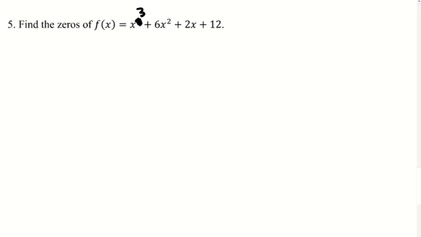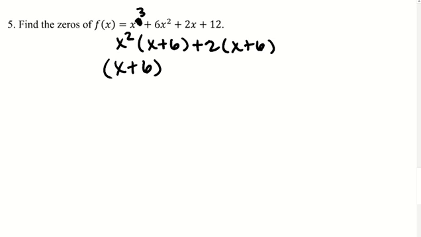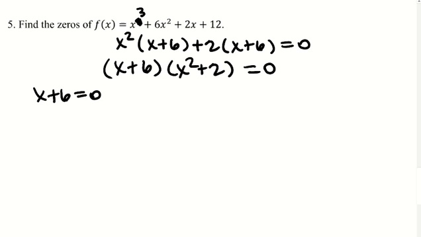Okay, so I just start with what's common to the first two. X squared times x plus 6 plus 2 times x plus 6. Then I see an x plus 6 in common to both of these things I've added together. Also factor the x plus 6 times x squared plus 2. Okay, we're interested in where this stuff equals 0, because that's the zeros. And x squared plus 2 is not something I can factor any farther. So I'm going to say if these two things multiply together to equal 0, then either x plus 6 is equal to 0, or maybe x squared plus 2 is equal to 0.